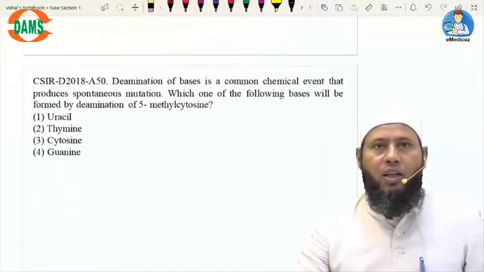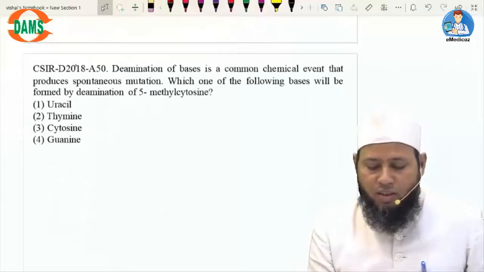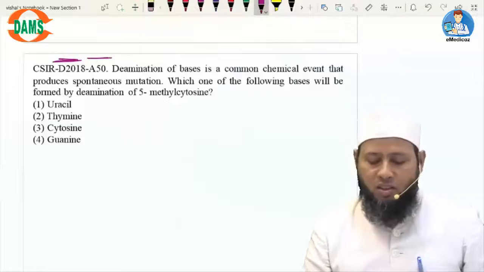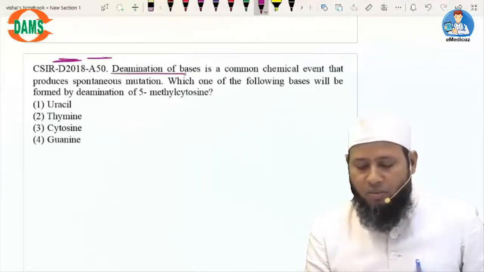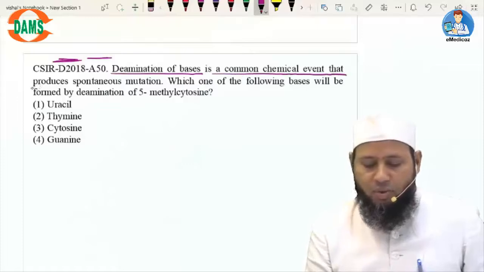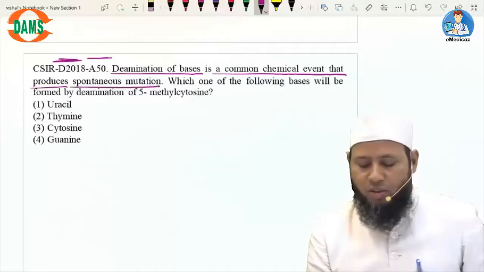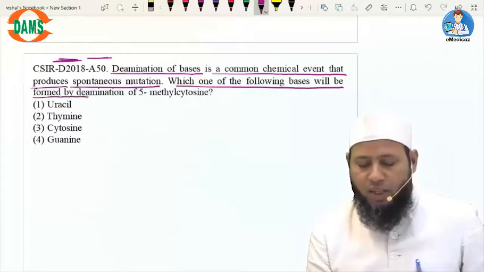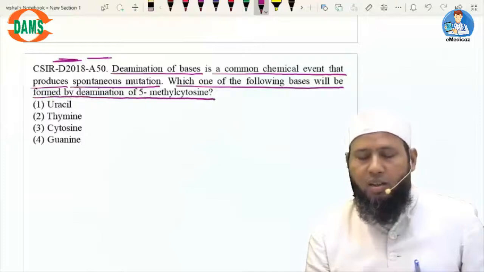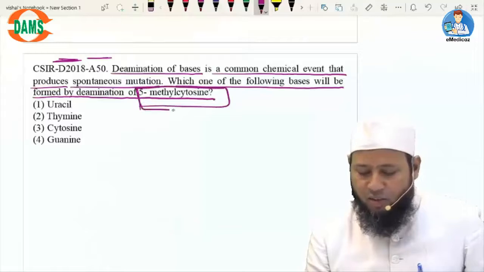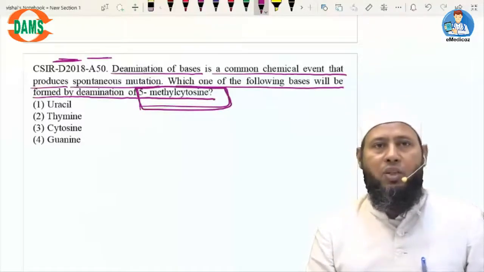So here is one question from December 2018, paper code A, question number 50: the deamination of bases is a common chemical event that produces a spontaneous mutation. Which one of the following bases will be formed by deamination of 5-methyl cytosine? So here is methyl cytosine. That's a very important thing. Not cytosine, but it's a 5-methyl cytosine.